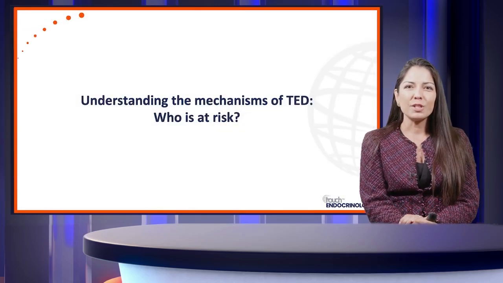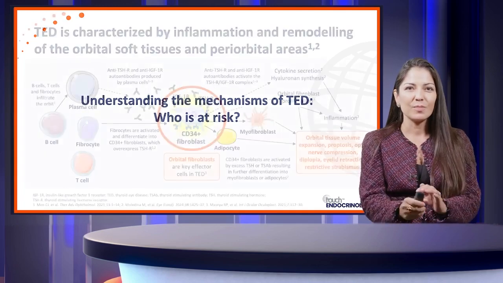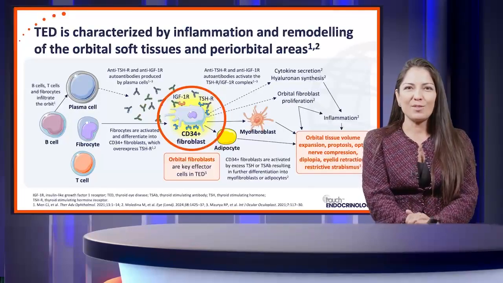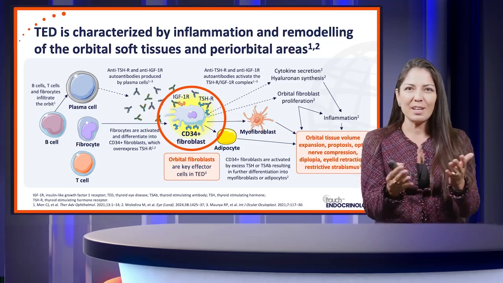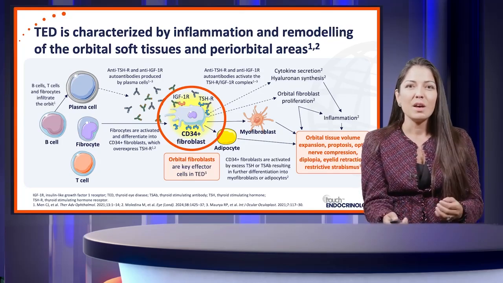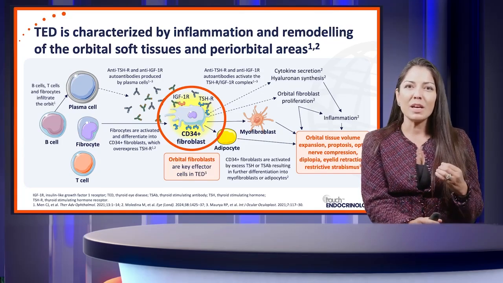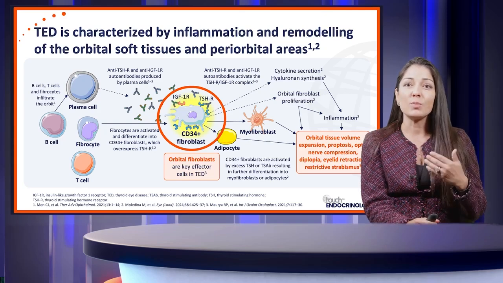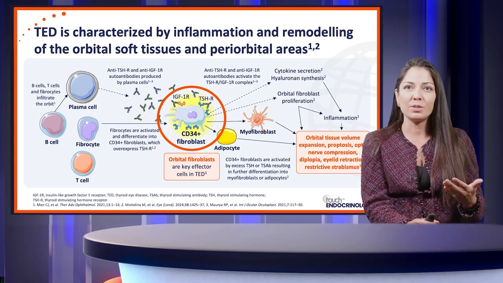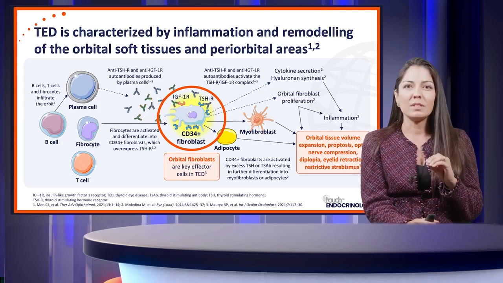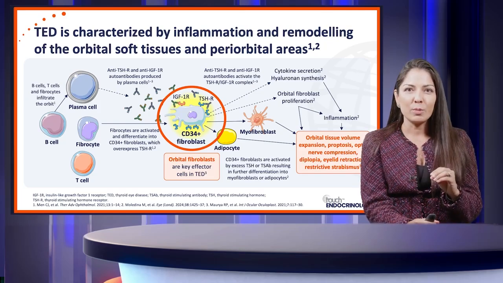We're going to start our first educational module, understanding the mechanism of thyroid eye disease and who is at risk. First, let's get into the pathophysiology of the disease. And looking at this slide, you can see it is actually quite complex. But thyroid eye disease is characterized by inflammation, volume expansion, and remodeling of the orbital and periorbital tissues, with the key player of this disease being the orbital fibroblast.